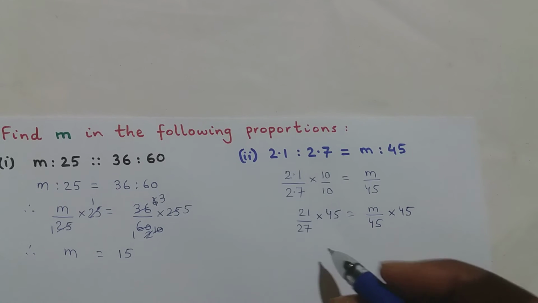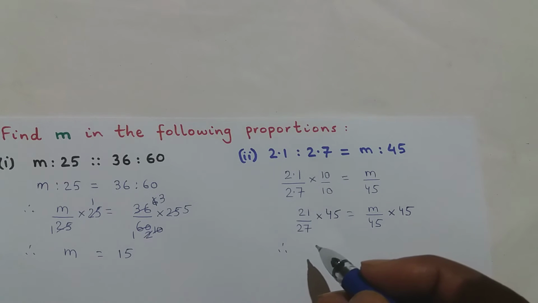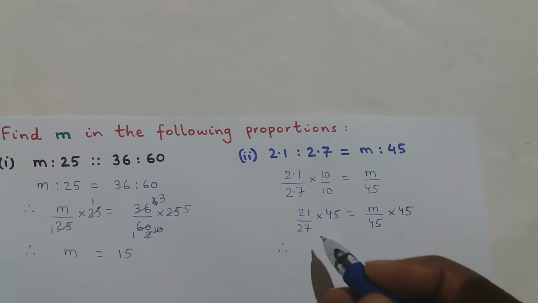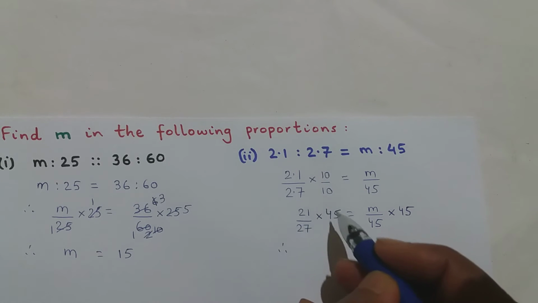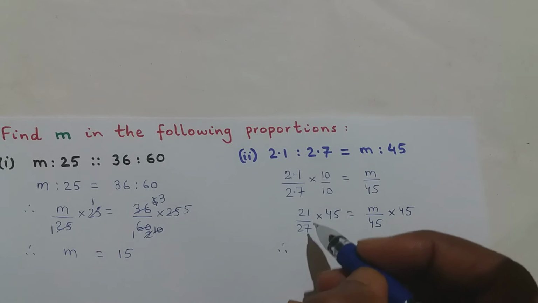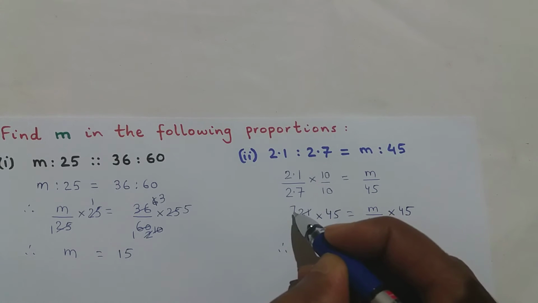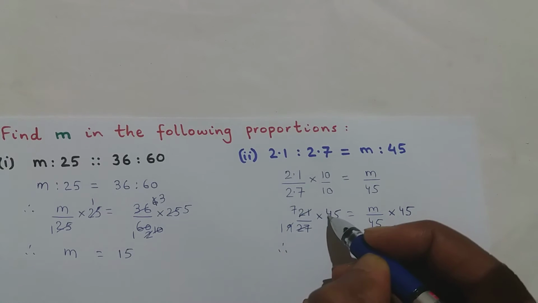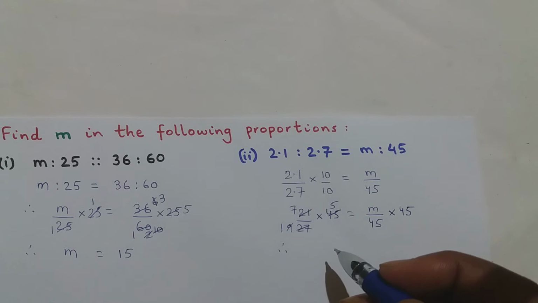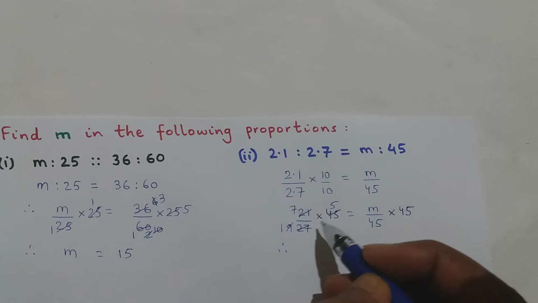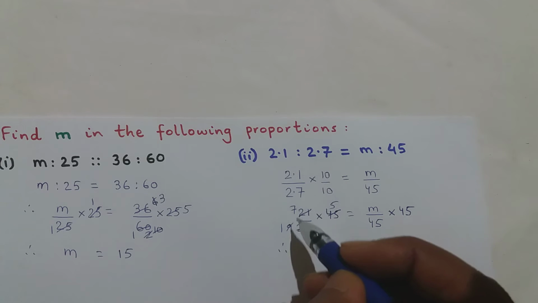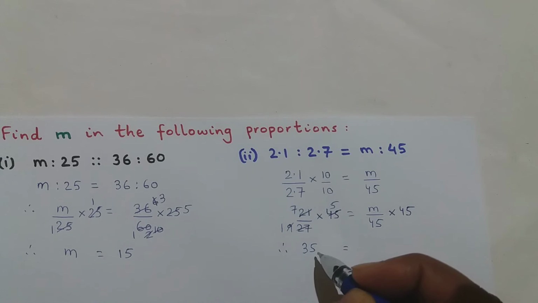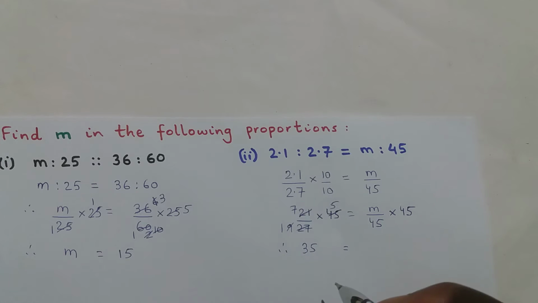So let us solve it. First I will solve the left hand side of the equation: 21 upon 27 into 45. Let us simplify this. 3 7s are 21, 3 9s are 27, 9 1s are 9, 9 5s are 45. So we get 7 upon 1 into 5, and 7 upon 1 into 5 is 35. So the left hand side of the equation becomes 35.